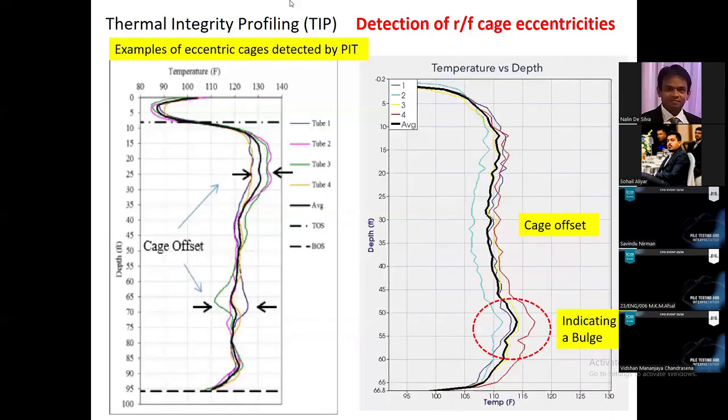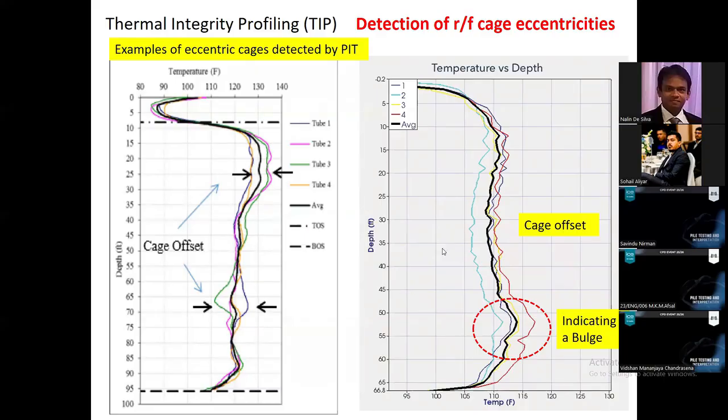This one. So again, you can see some cage offset, different sensors indicating different temperatures at the same depth, means that the cage is misaligned. But in this region, there is no misalignment. Here again, some cage offset misalignment. With this region, again, no issue, right?